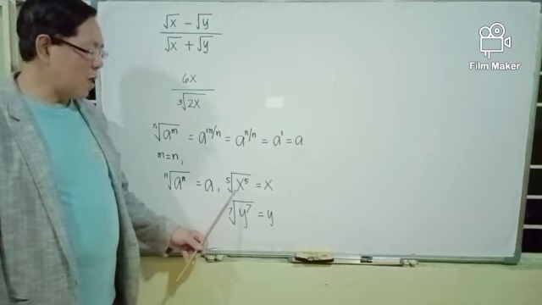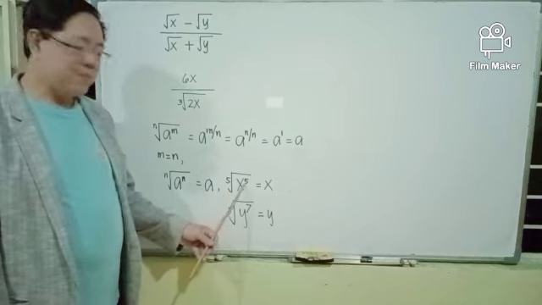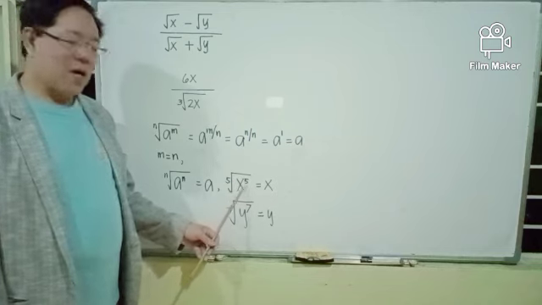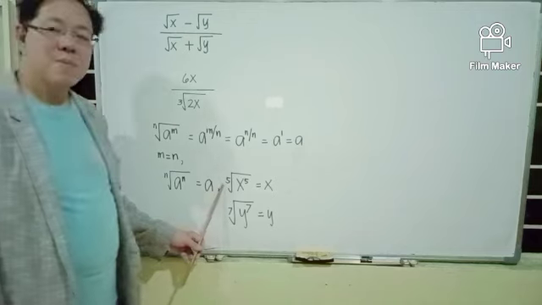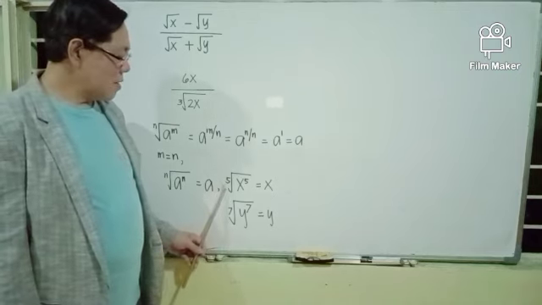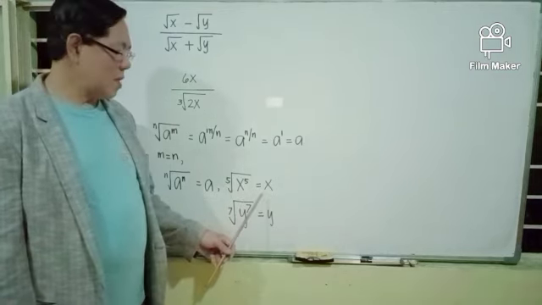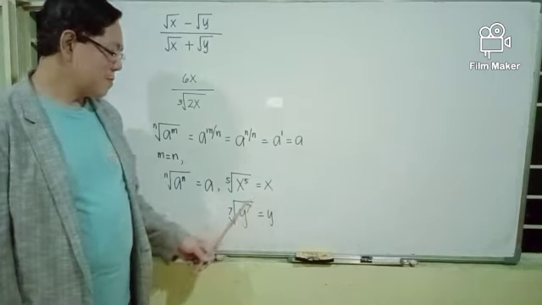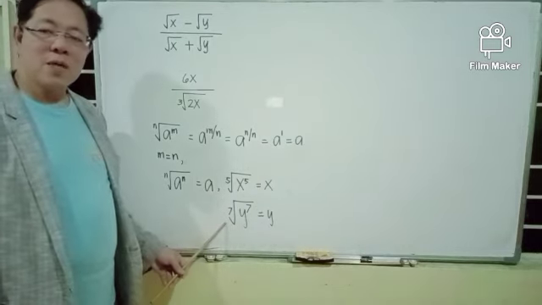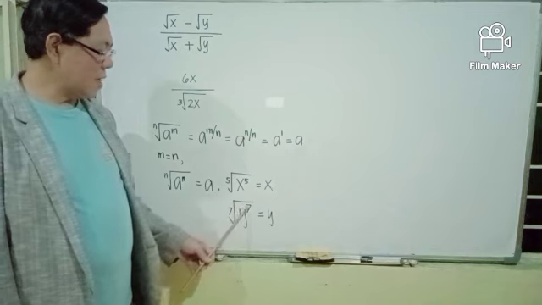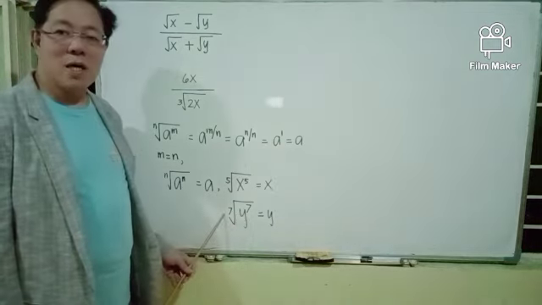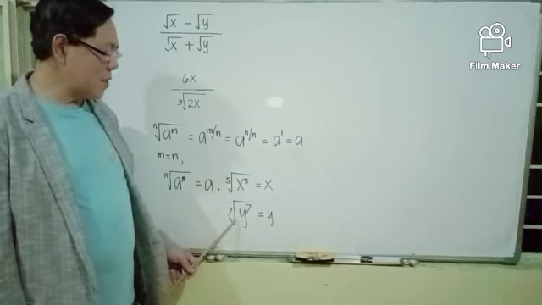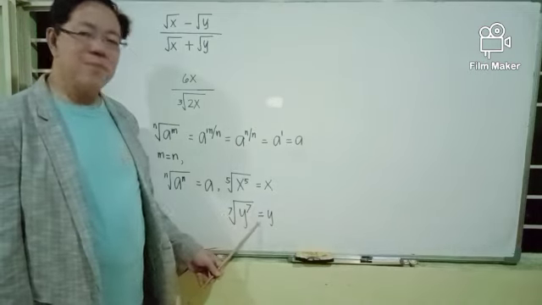Examples: the fifth root of x to the fifth power. The exponent of x, 5, is the same as the index of the radical sign, 5. Then the fifth root of x to the 5 is simply x. Another example, the seventh root of y raised to 7. The exponent of y, 7, is equal to the index 7. And the seventh root of y to the 7 is simply y.